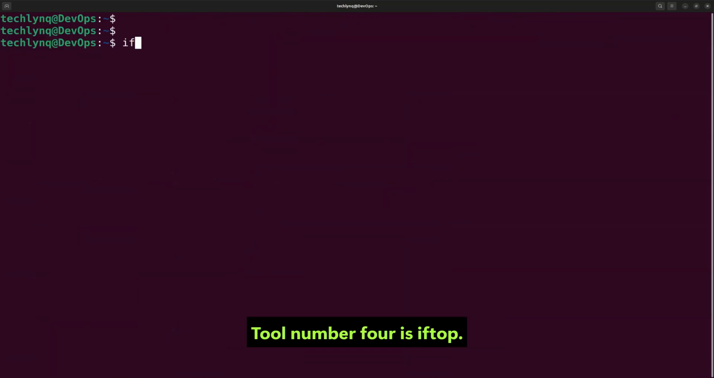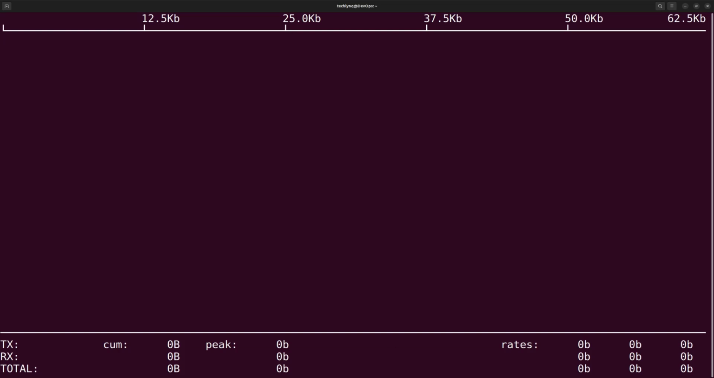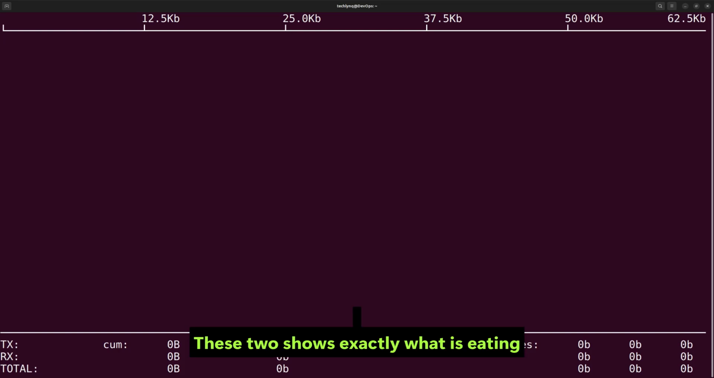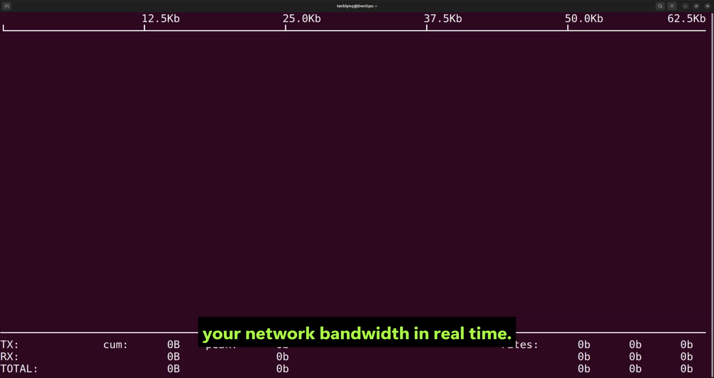Tool number 4 is iftop. This one again, you need to use sudo, admin rights. This tool shows exactly who is eating your network bandwidth in real time.